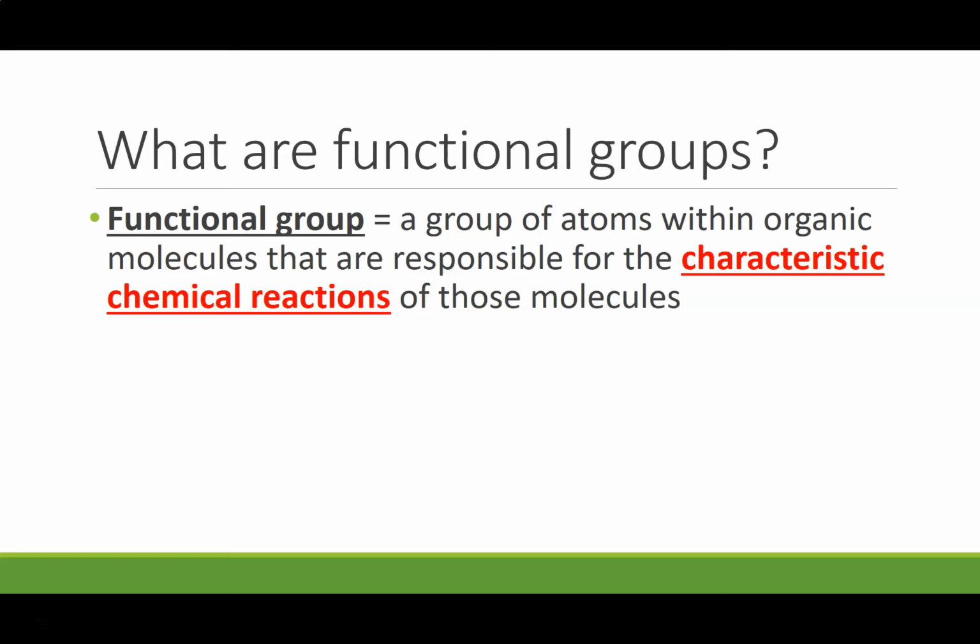So what are functional groups? A functional group is a group of atoms in organic molecules that are responsible for the characteristic chemical reactions of those molecules. Now, compounds that contain a certain functional group are put together in a class of compounds, and we have a name for that class. The functional group itself has a different name. And then when we name these compounds, we use a different suffix. And so as we continue on, you will see what I mean by that.